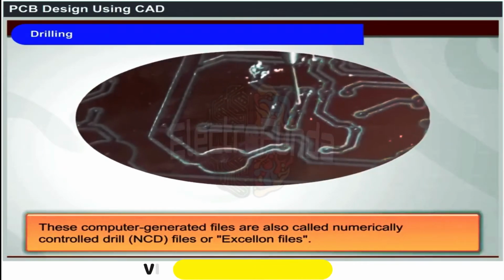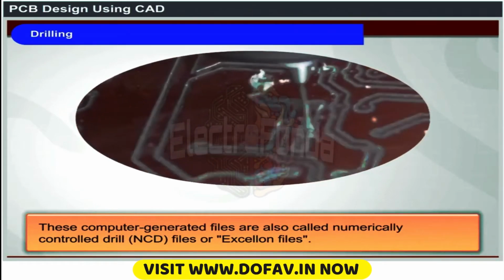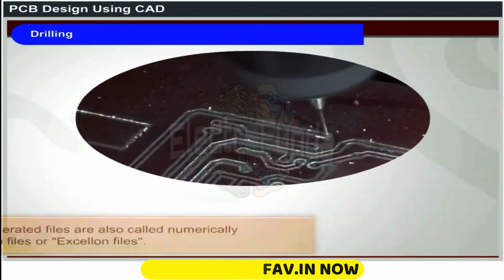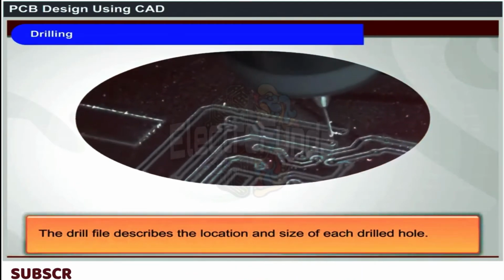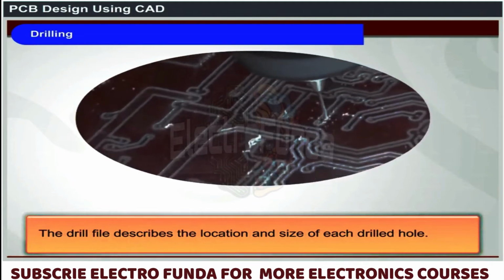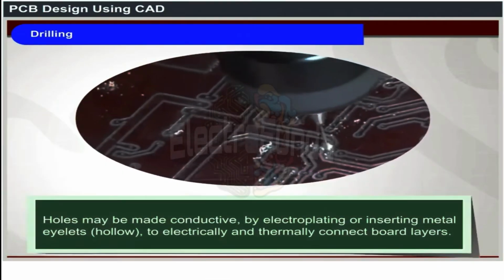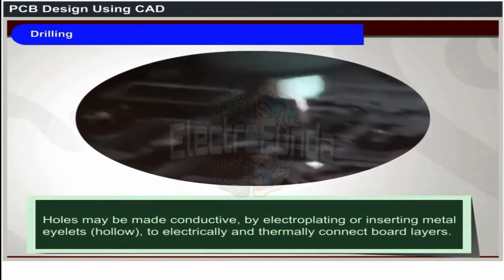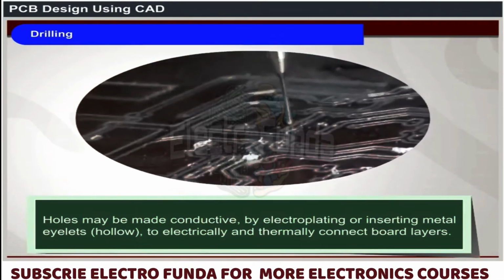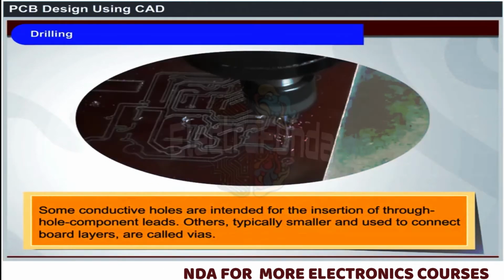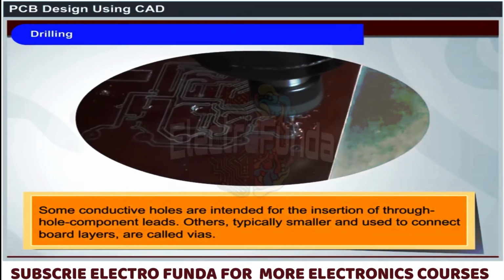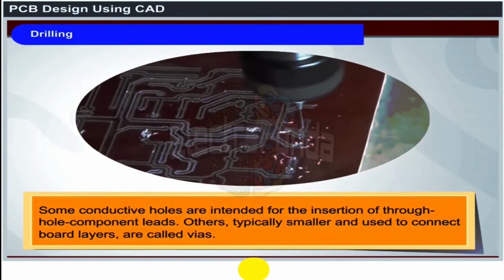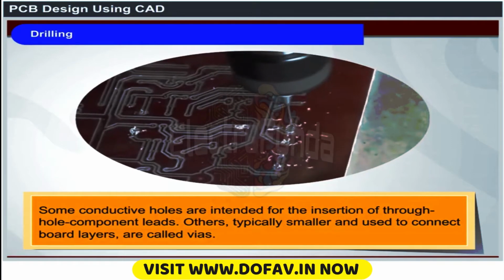These computer-generated files are also called numerically controlled drill (NCD) files or Excellon files. The drill file describes the location and the size of each drilled hole. Holes may be made conductive by electroplating or inserting hollow metal eyelets to electrically and thermally connect board layers. Some conductive holes are intended for insertion of through-hole component leads. Others, typically smaller and used to connect board layers, are called vias.